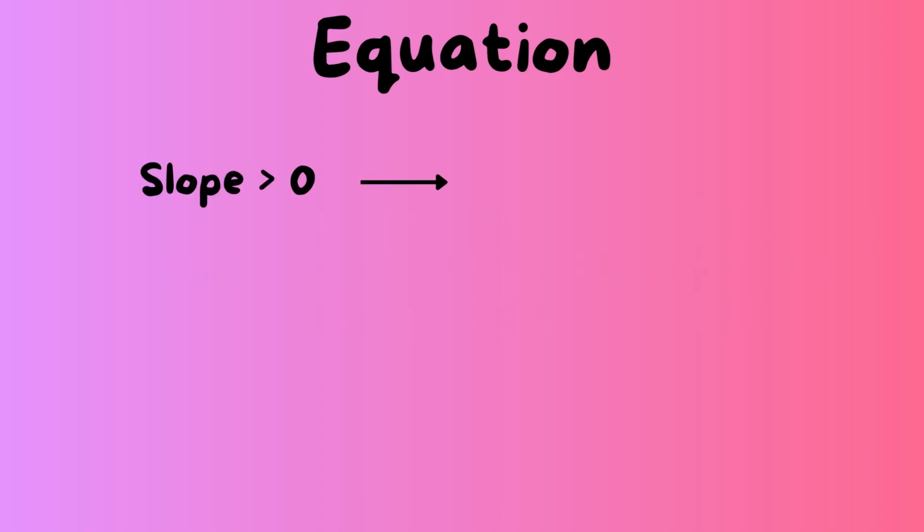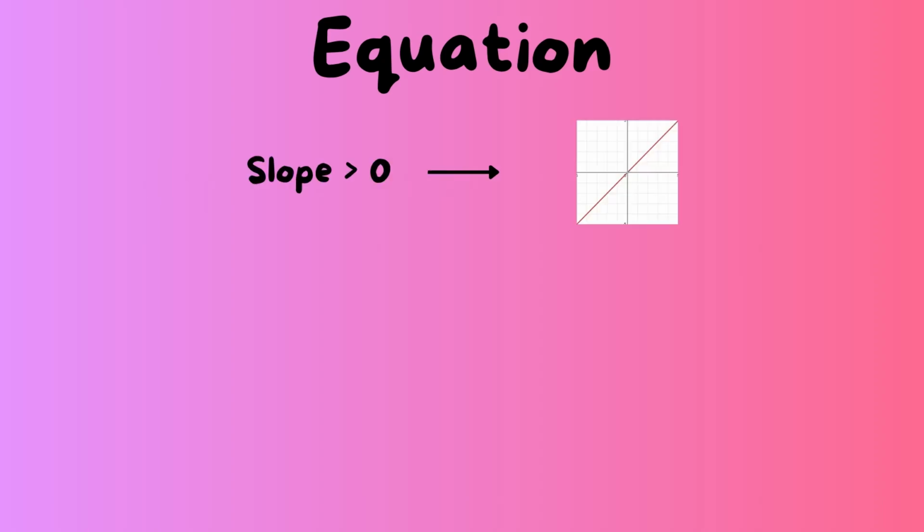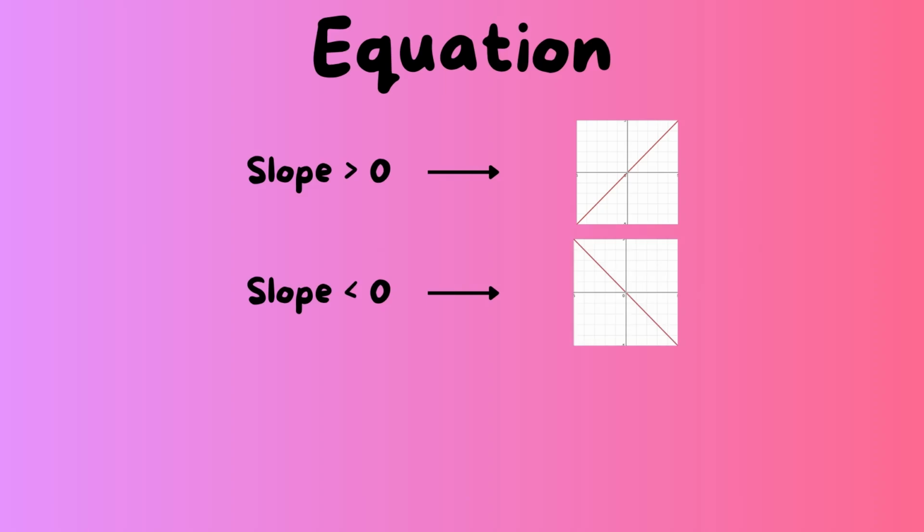If the slope is positive, the line rises as you move from left to right. If the slope is negative, the line falls as you move from left to right. If the slope is 0, the line is perfectly horizontal.